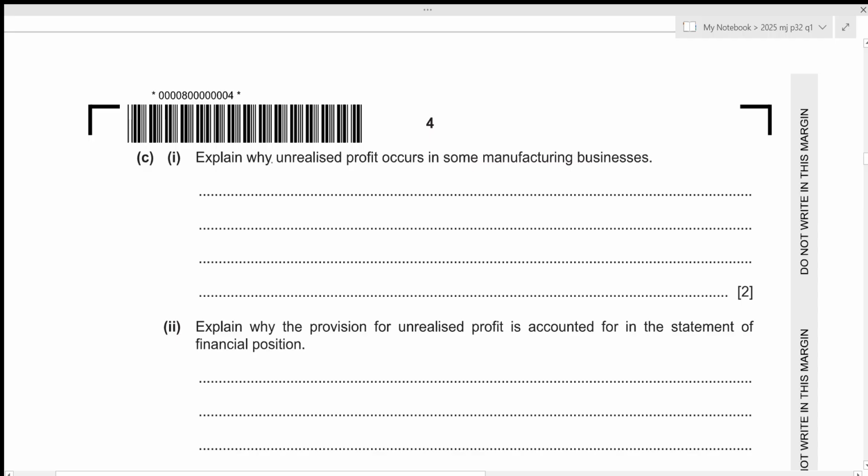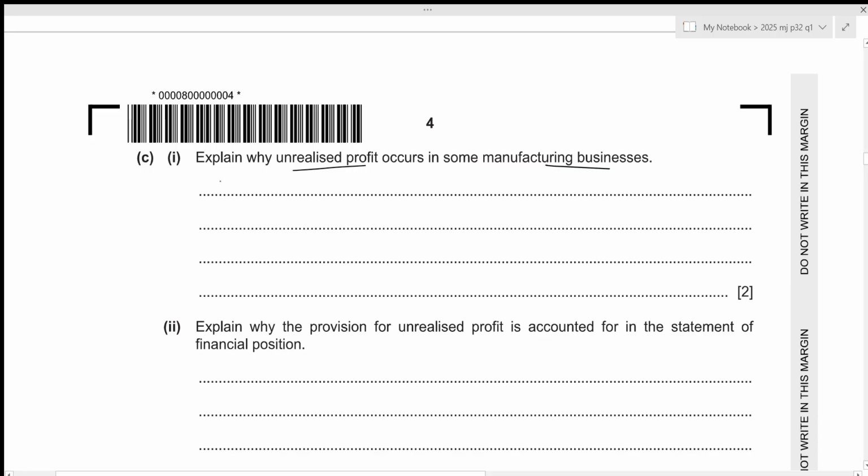We now need to explain why unrealized profit occurs in some manufacturing businesses. So the value of whatever goods that are manufactured are included within our statement of profit or loss at the transfer price, which includes the cost as well as the factory profit. And closing inventory means those goods which are yet to be sold by the end of the year. And profit will only be realized once the inventory is sold. But in this case, the closing inventory also includes the factory profit element, which has not yet been realized.